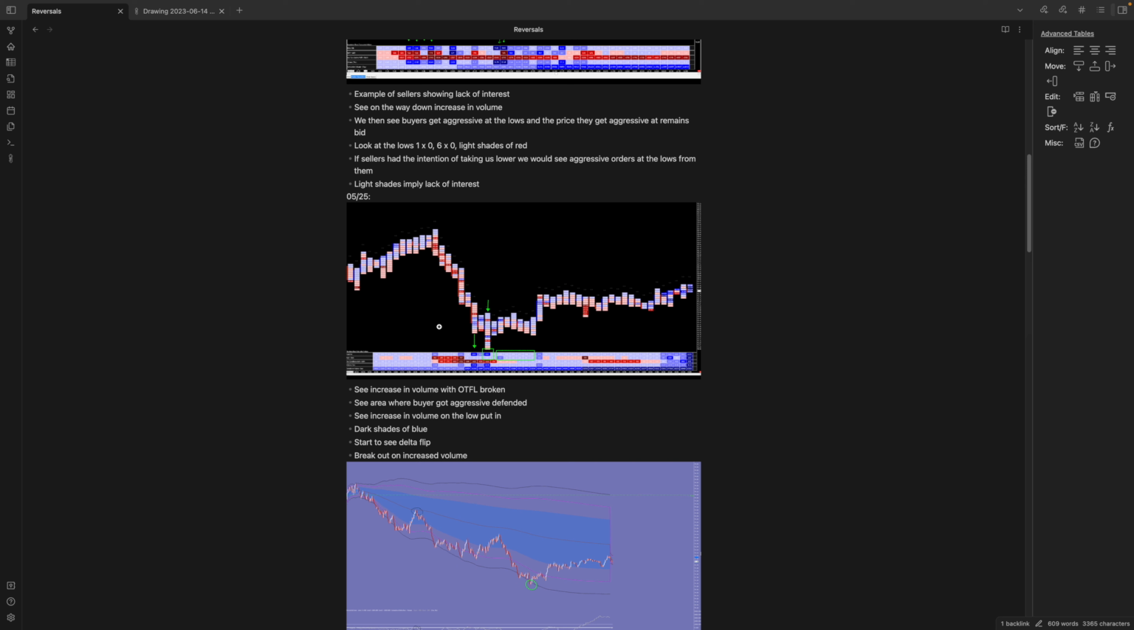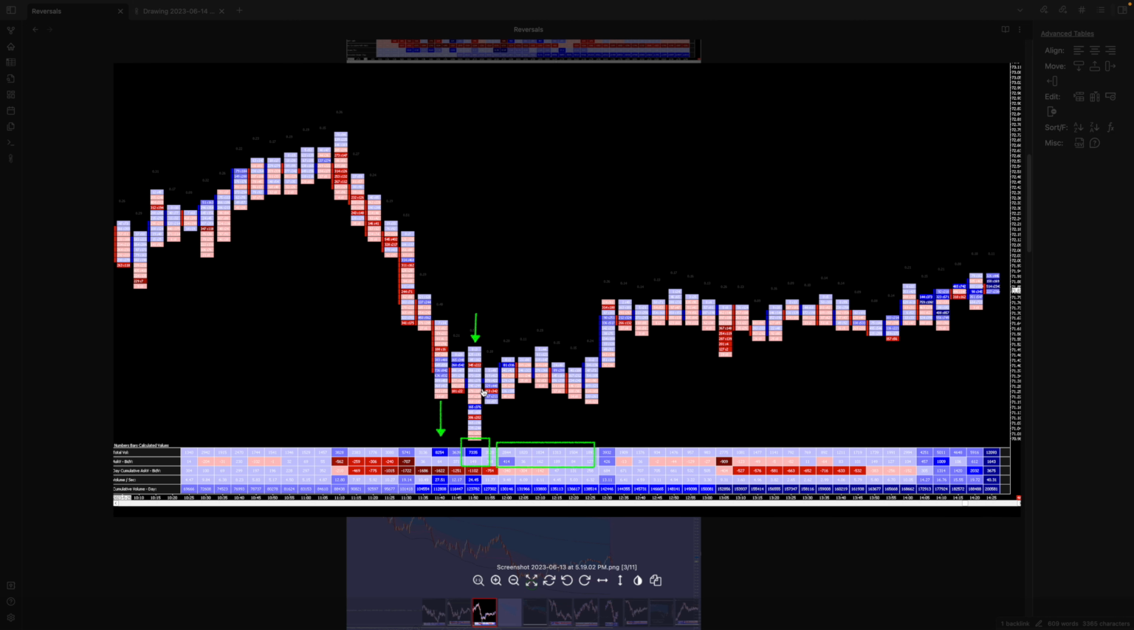Next up is 0525. See an increase in volume with one time framing lower broken. See an area where buyers got aggressive and defended. See an increase in volume on the low put in. Dark shades of blue, and we start to see delta flip. And we break out on increased volume.